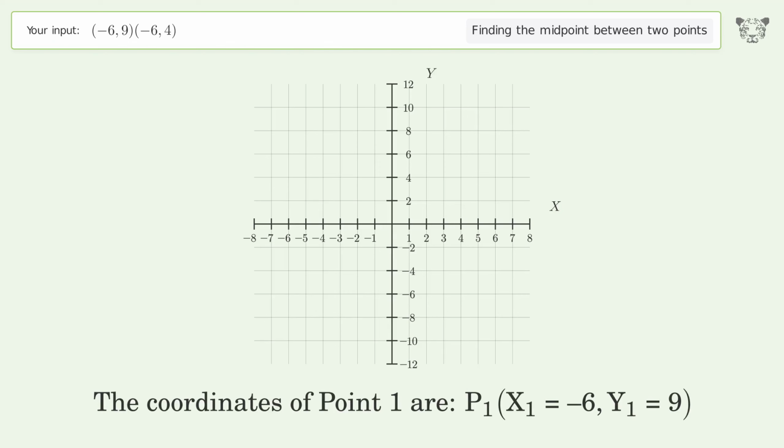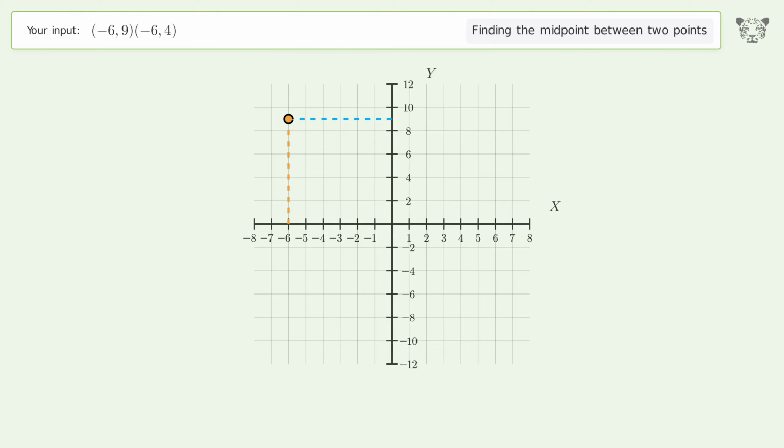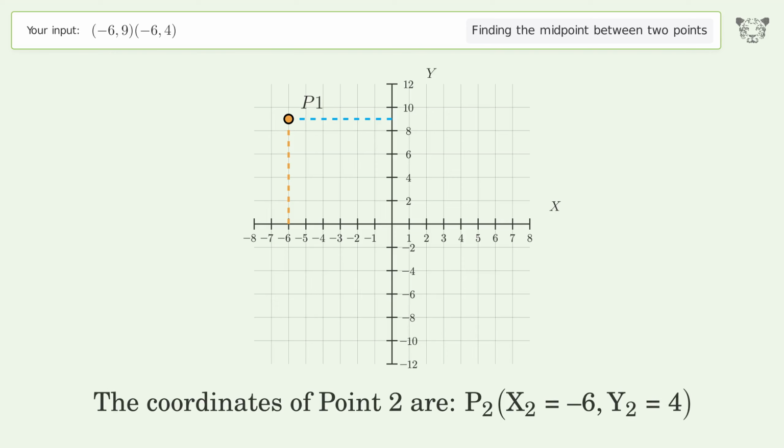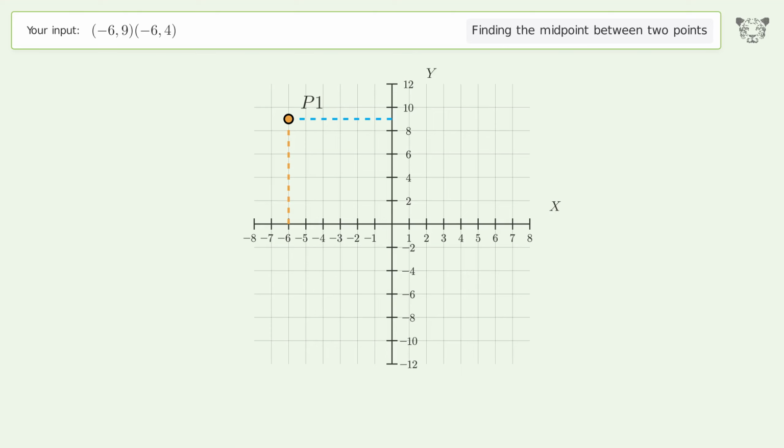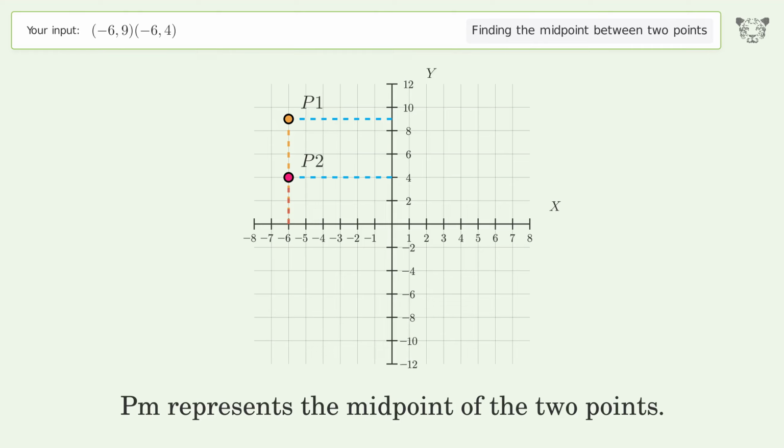The coordinates of point 1 are, x1 equals -6, y1 equals 9. The coordinates of point 2 are, x2 equals -6, y2 equals 4. PM represents the midpoint of the 2 points.